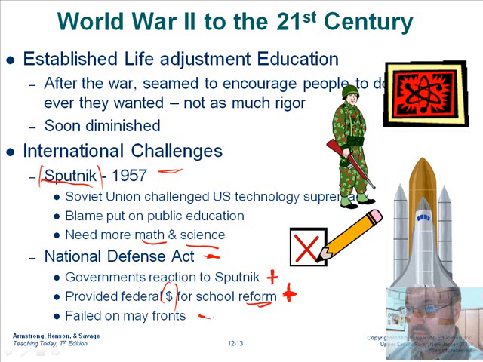Okay, life adjustment, do whatever you want. Sputnik comes along, the Russians get a spaceship up before we do. It must be the schools' fault. We should kill them all, but we can't, so we'll just give them more money. As they react to Sputnik, they put federal dollars into reforming the schools, but it didn't work.